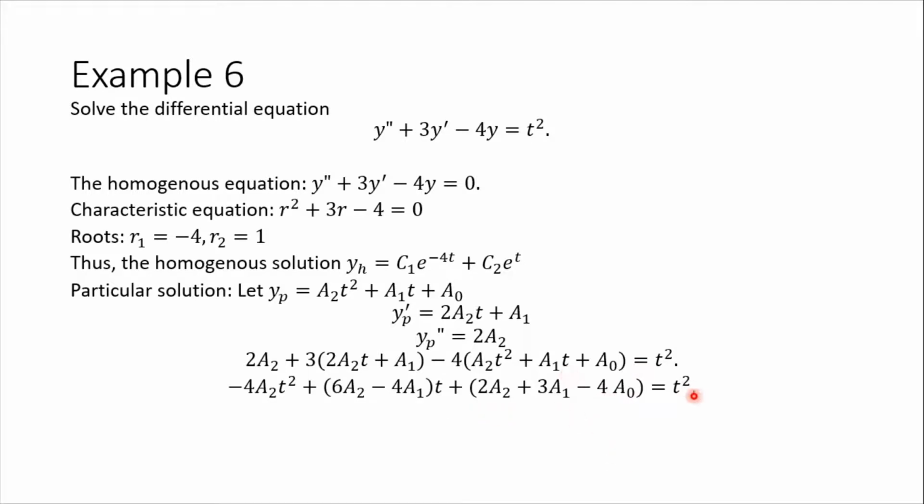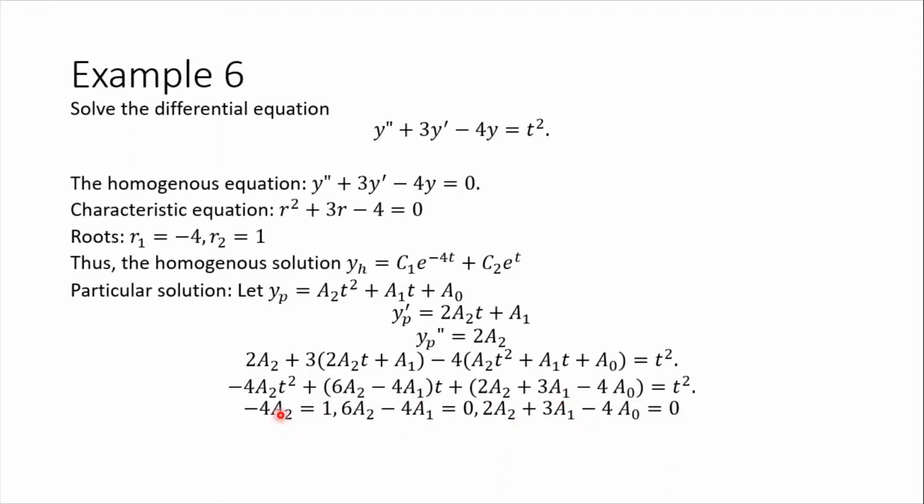Okay? So again, left hand side, right hand side should be the same. So this is the coefficient for t squared. The coefficient for t squared is minus 4a2, and the coefficient for t squared here on the right hand side will be 1. So we have minus 4a2 is equal to 1. What about this one? This is the coefficient for t. Do we have t here on the right hand side? No, we don't. So the coefficient for t on the right hand side will be 0. In this case, we have the left hand side, 6a2 minus 4a1 is equal to 0. And again, the same here, constant. We don't have a constant on the right hand side, so it will be equal to 0.